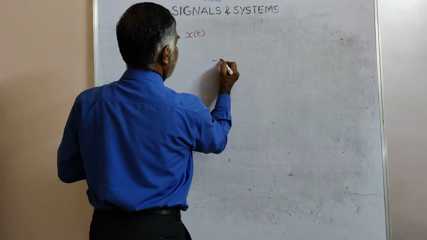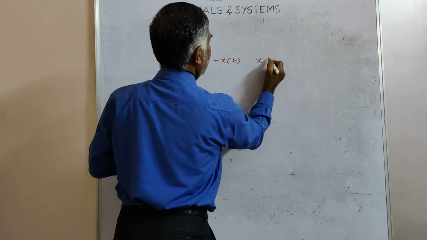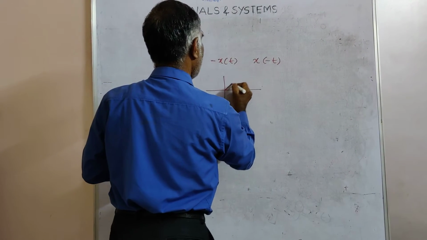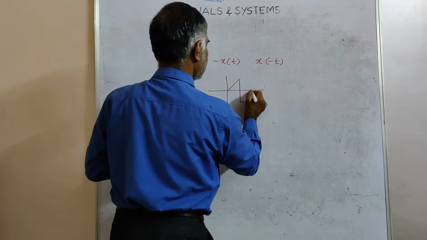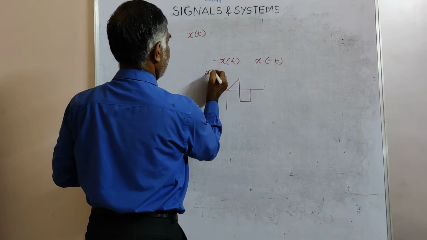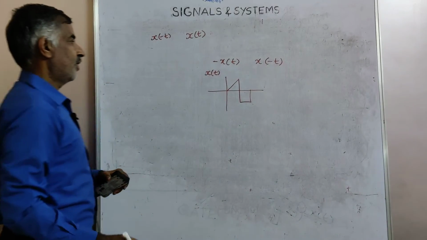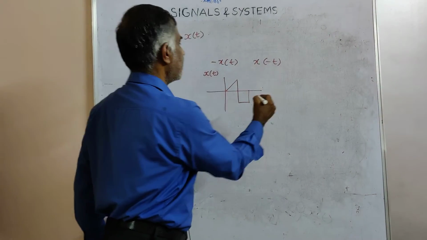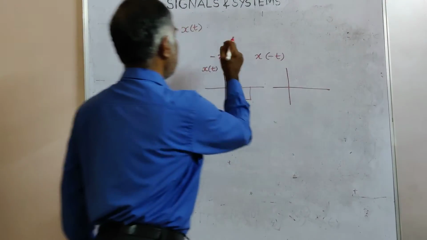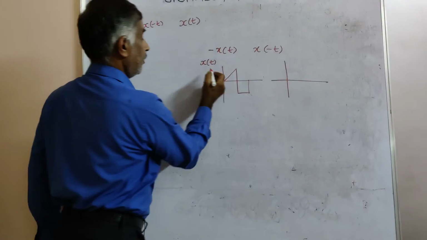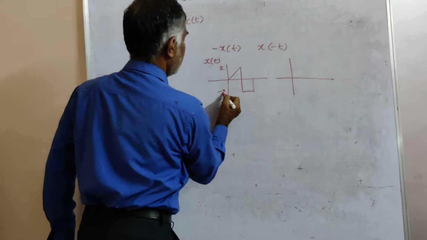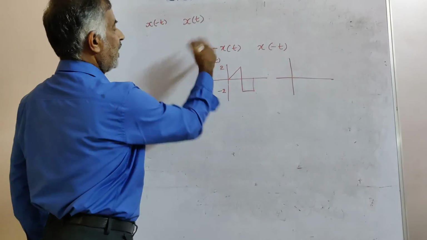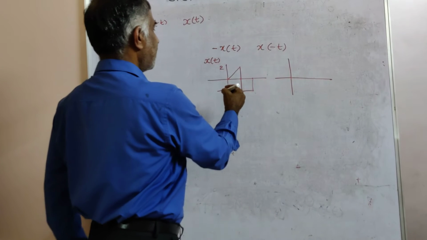See, minus x of t is different from x of minus t. For example, you are given a waveform like this. This is x(t). Minus x(t) is x(t) multiplied with minus 1. For example, this is 2, this is 2, this is 2, this is minus 2. So multiplied with minus 1 means it is like this.